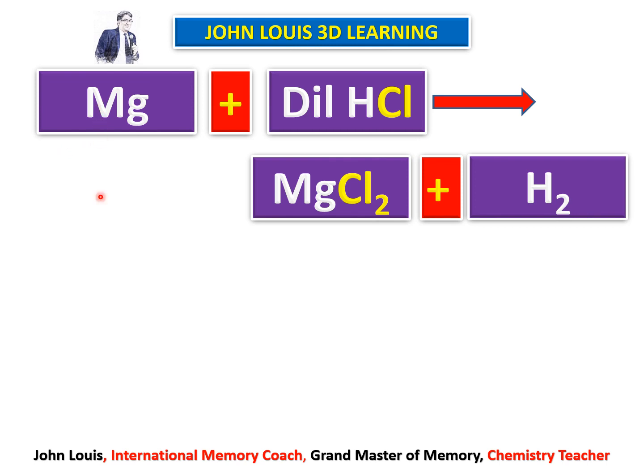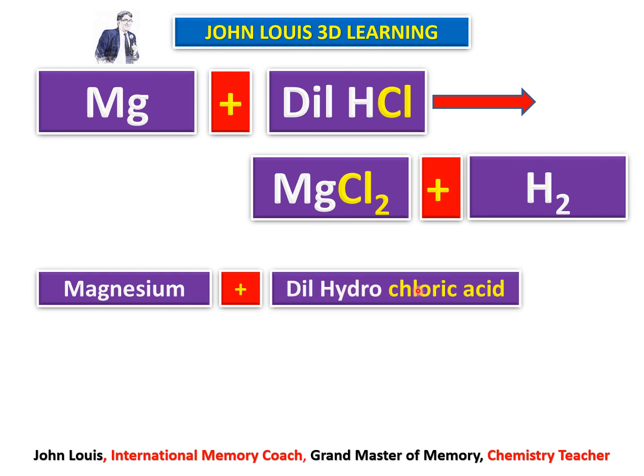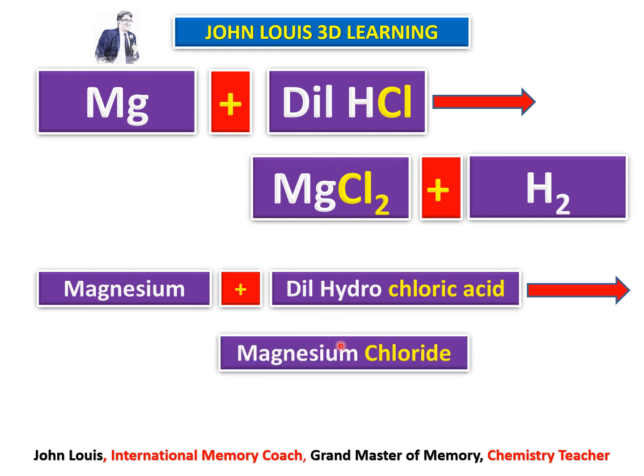Okay, so what is Mg? Magnesium. Then dilute HCl, that is hydrogen. H is hydrogen, Cl is chloride, hydrogen chloride. So hydrogen chloride commercial name is hydrochloric acid. Therefore, instead of taking hydrogen chloride, we can write it as hydrochloric acid also. So that gives MgCl2, in which Mg is magnesium and Cl is chloride. Therefore, name of this compound will be magnesium chloride plus H2 is hydrogen. Okay, so next equation.